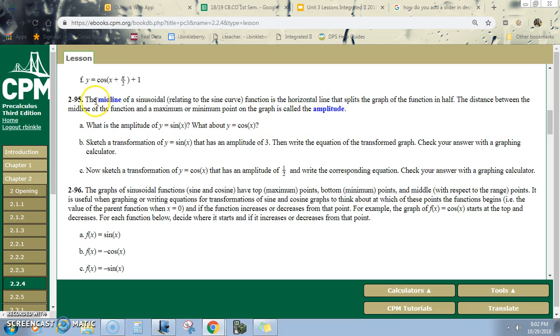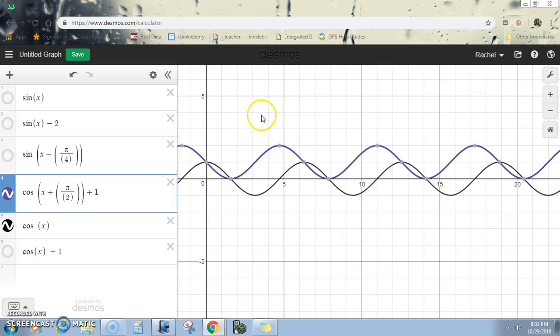Because the question 95, this first blue thing was called, we're talking about the midline, and it's the horizontal line that splits the graph of the function in half, right? And then the distance between the midline of the function and a maximum or minimum point on the graph is called the amplitude. So let's go back to our Desmos and take a look.